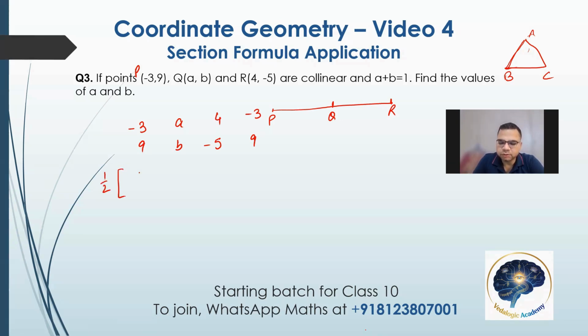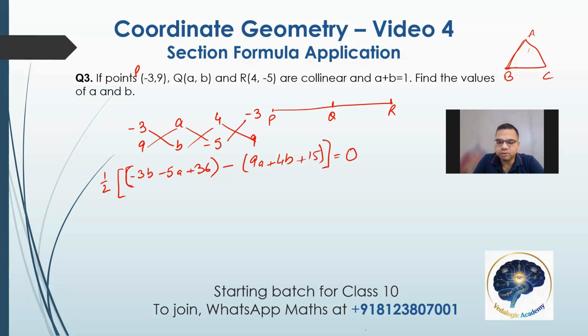So the formula was multiplication of these and addition, right? So it becomes minus 3b minus 5a plus 36. So this was together minus 9a, 4b, and 15. Minus 5 into minus 3 becomes 15, right? So I'll add 15 here. And this is equals to 0 because these points are collinear. So there is no triangle and therefore ये यहाँ पे triangle का area 0 हो जाएगा.